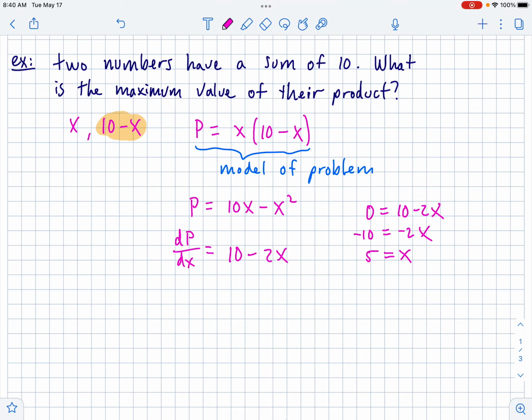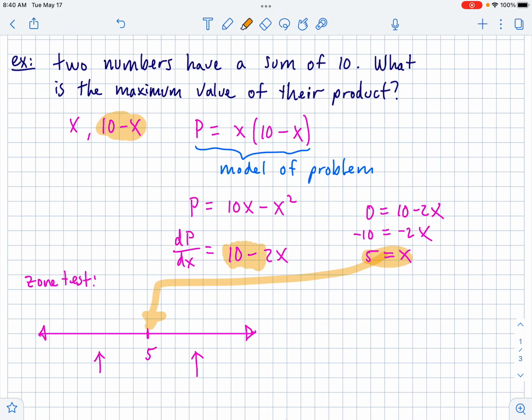To prove that we found a maximum and not a minimum, you can do what I call a little zone test. The number that we found, 5, is going to go right here. Then you can pick a number to the left of 5 and a number to the right of 5 and plug it into the derivative to see what's happening with the slope of the function on either side.